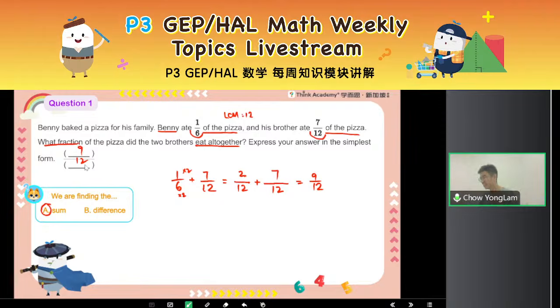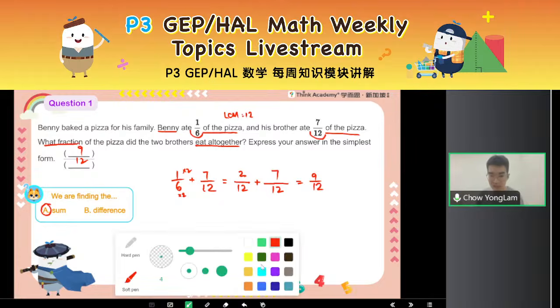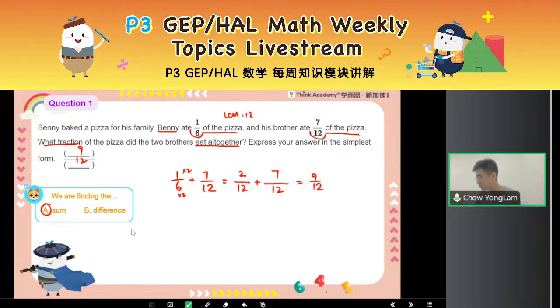Yay, I'm done. Okay, my answer is 9 over 12. Am I correct? 9 over 12, yeah, that's the sum. Am I done? Or did Teacher Yong Lam actually miss a keyword? What keyword did I miss? That's right, simplest form. We want to express the answer in the simplest form.